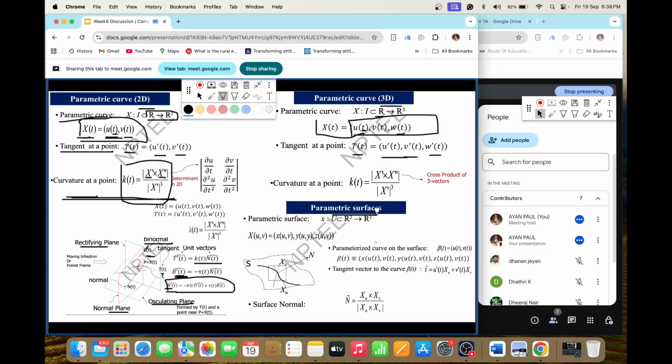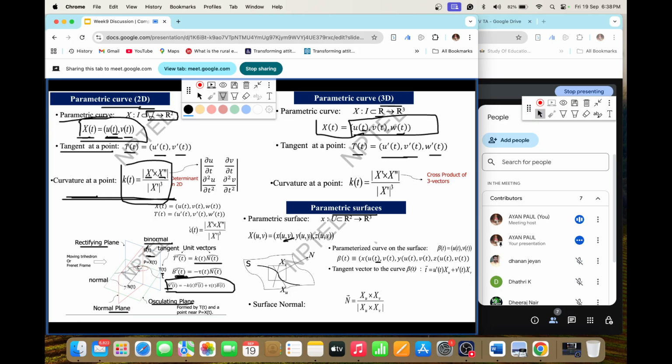And then you have parametric surfaces, which is very important. Parametric surfaces means that in a parametric curve we use only one parameter, that is t. But in parametric surfaces, instead of one parameter t, we use two parameters, u and v. So our point x, y, z will be written as x as a function of u, v, y as a function of u, v, and z as a function of u, v. And this u, v can also be written as a function of t. That is why it is known as parametric surfaces.